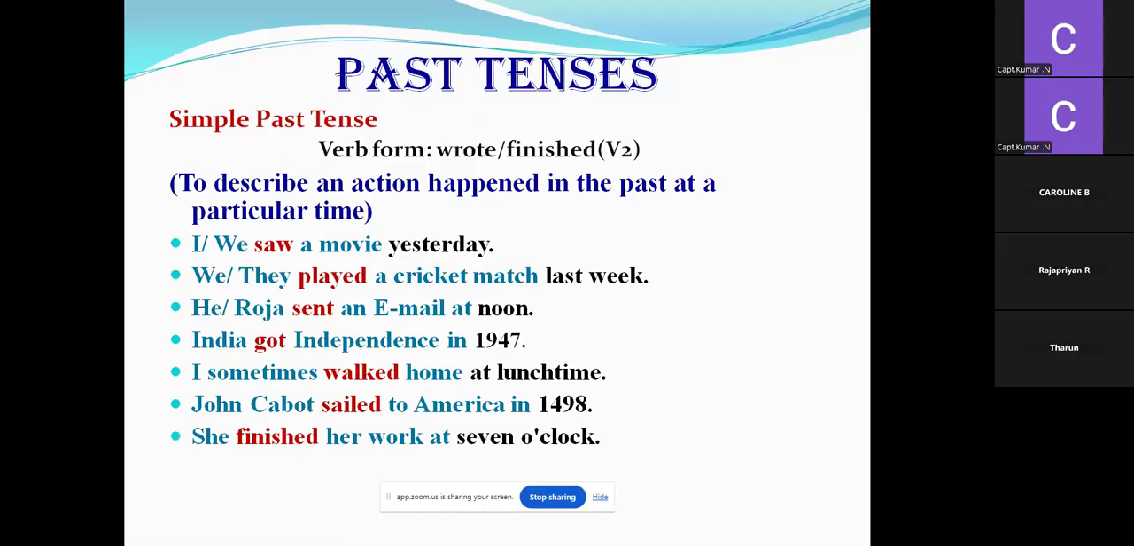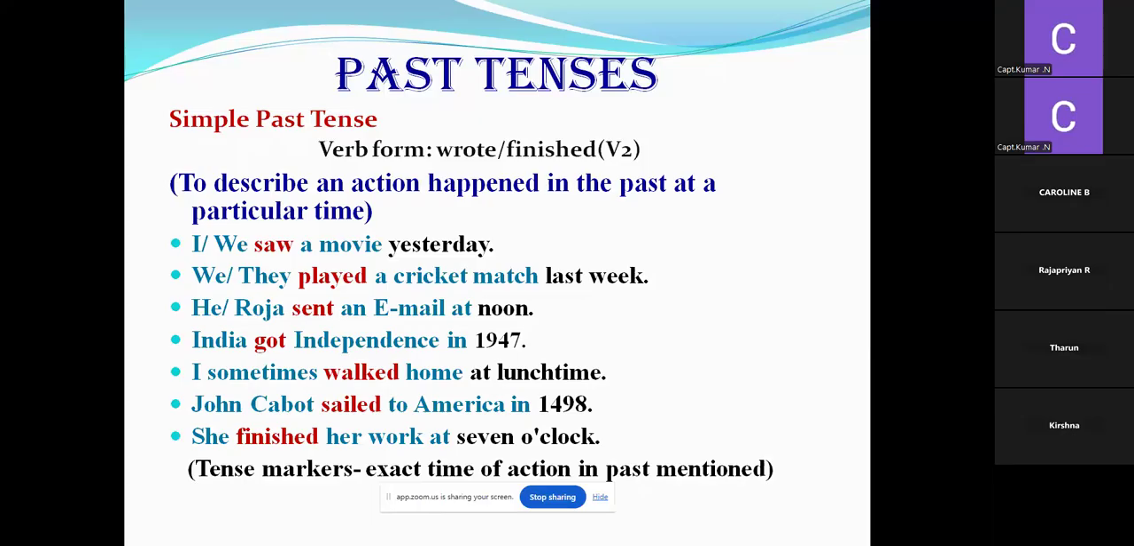So in all these sentences, you can see the exact time is mentioned. So that's the tense marker for this. The time is mentioned as such. It is not given like since. Since means starting time. Okay.